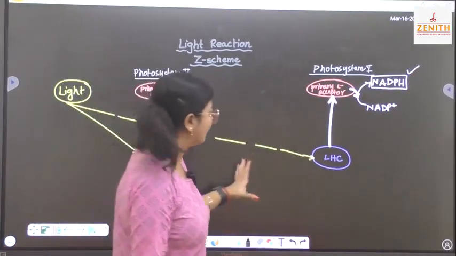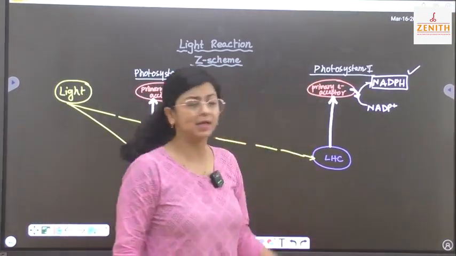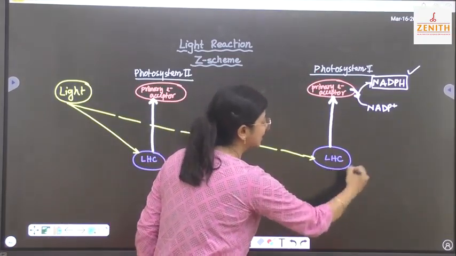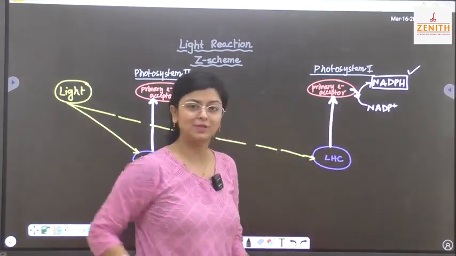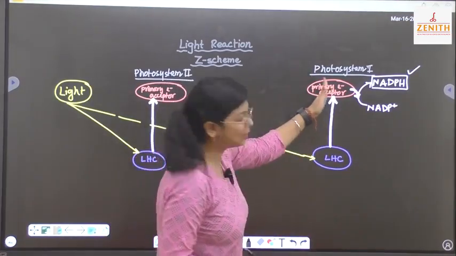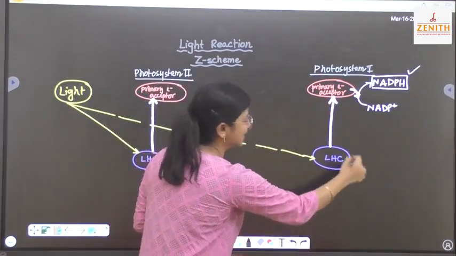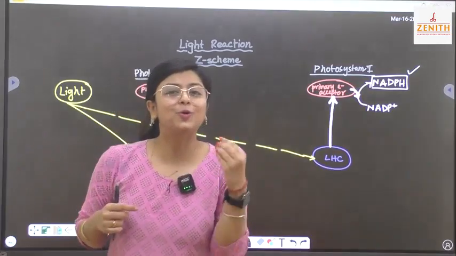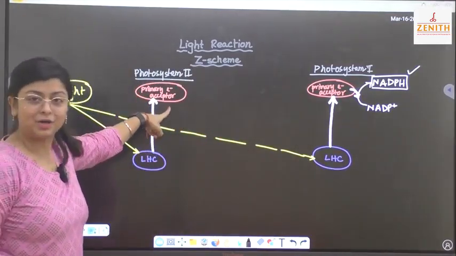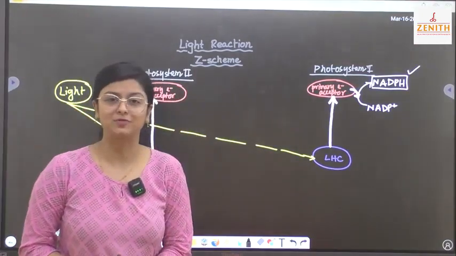Now what will happen? Just think, if LHC is absorbing the light energy, if it loses the electron, there we will find one electron is deficient here in the LHC of the photosystem 1, right? Because it is giving its electron to the primary electron acceptor. So there will be deficiency of one electron in this LHC. Which will go to fulfill this deficiency? The primary electron acceptor of the photosystem 2, it will go to fill the deficiency of this electron.